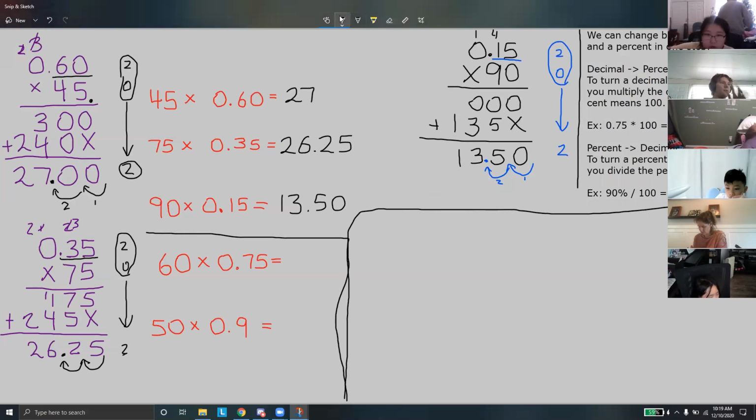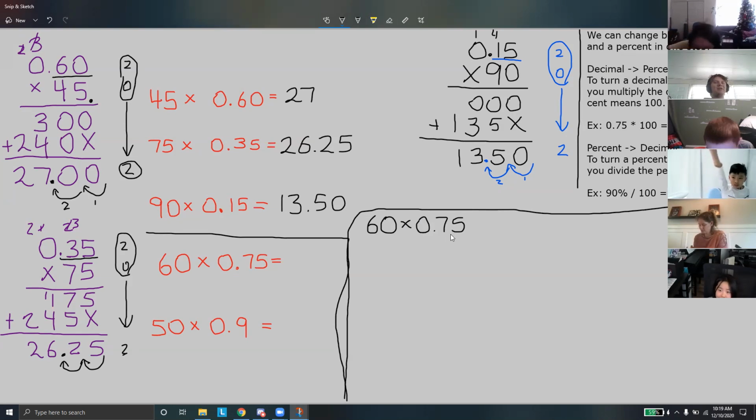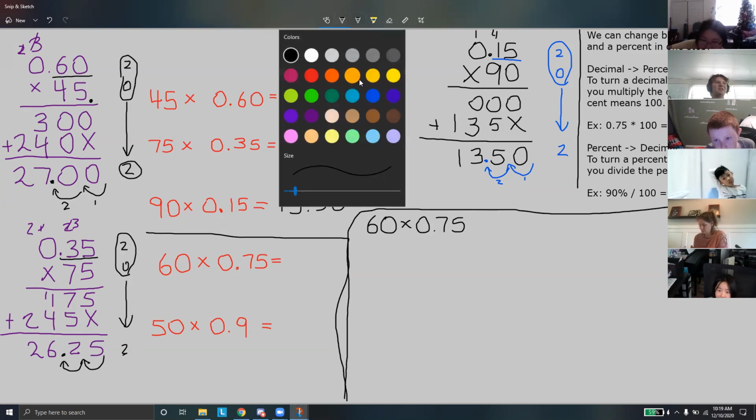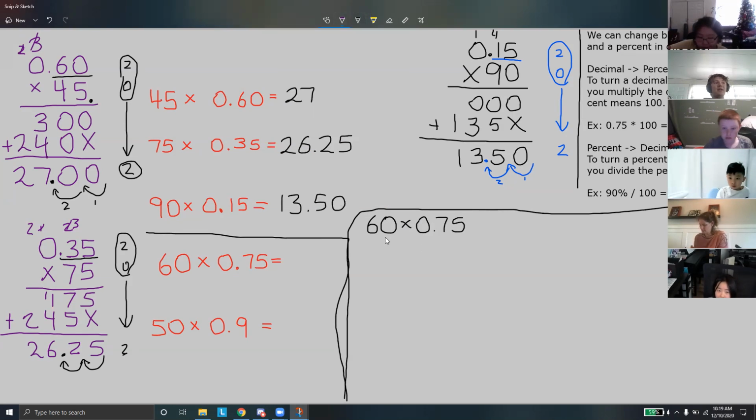Alrighty, so what does this mean? Well, for this 60 times 0.75, you might think, who would ever do this problem in the world? I don't need this problem. Well, this is a very common type of problem because this 0.75, remember we just learned we could turn a decimal 0.75 into a percent by multiplying it by 100.